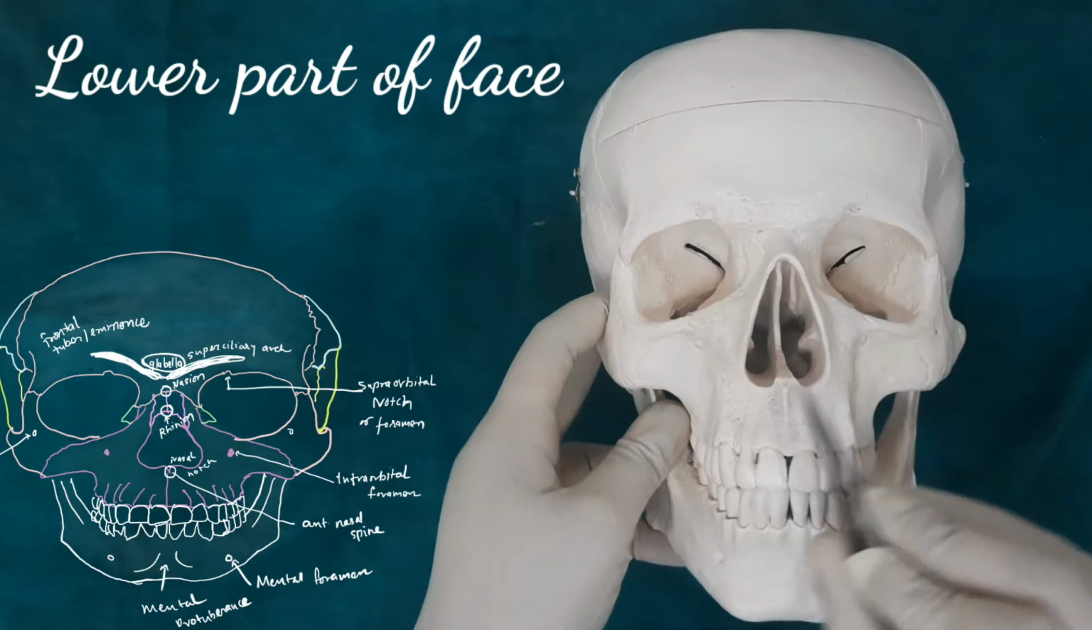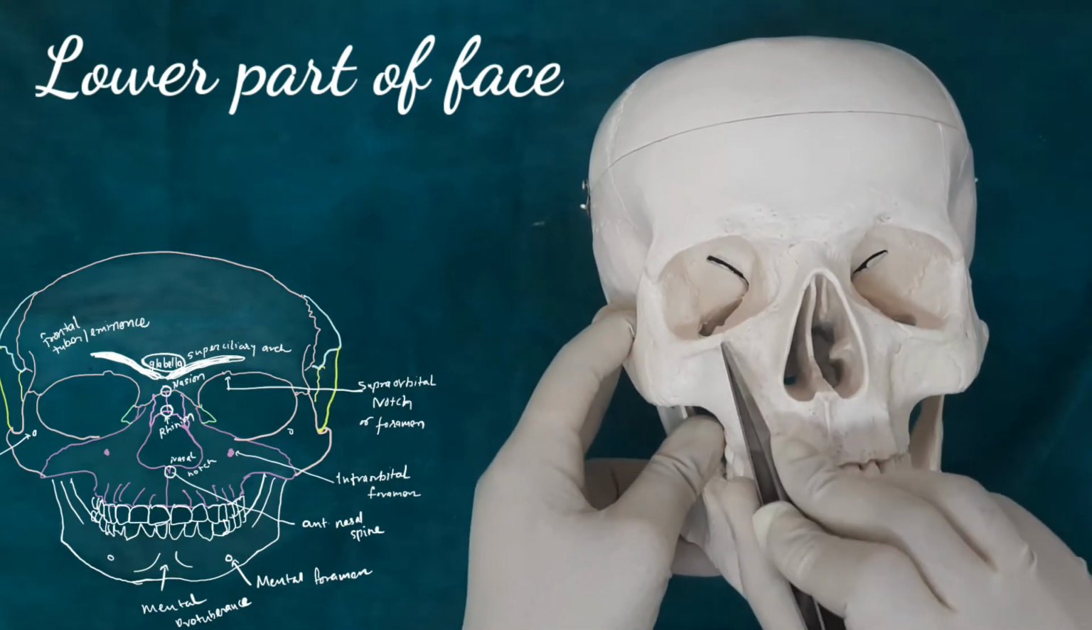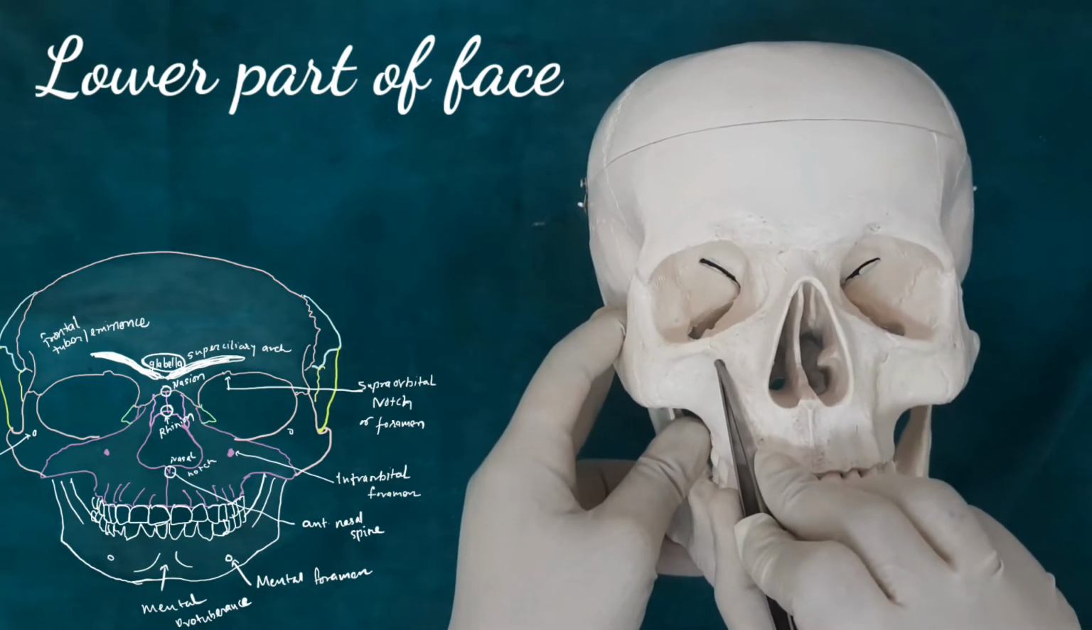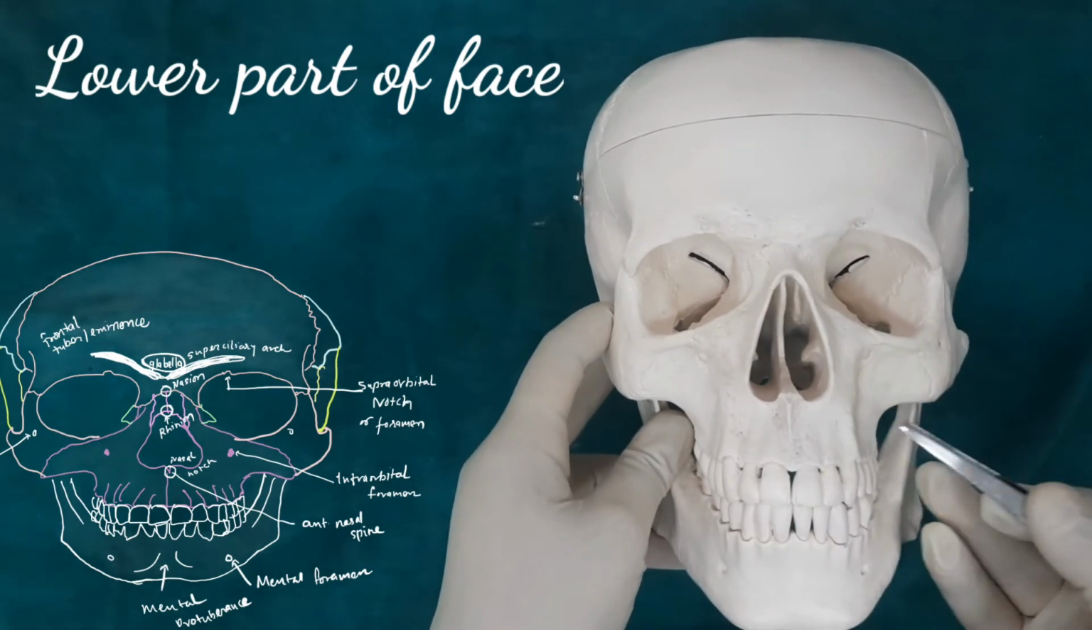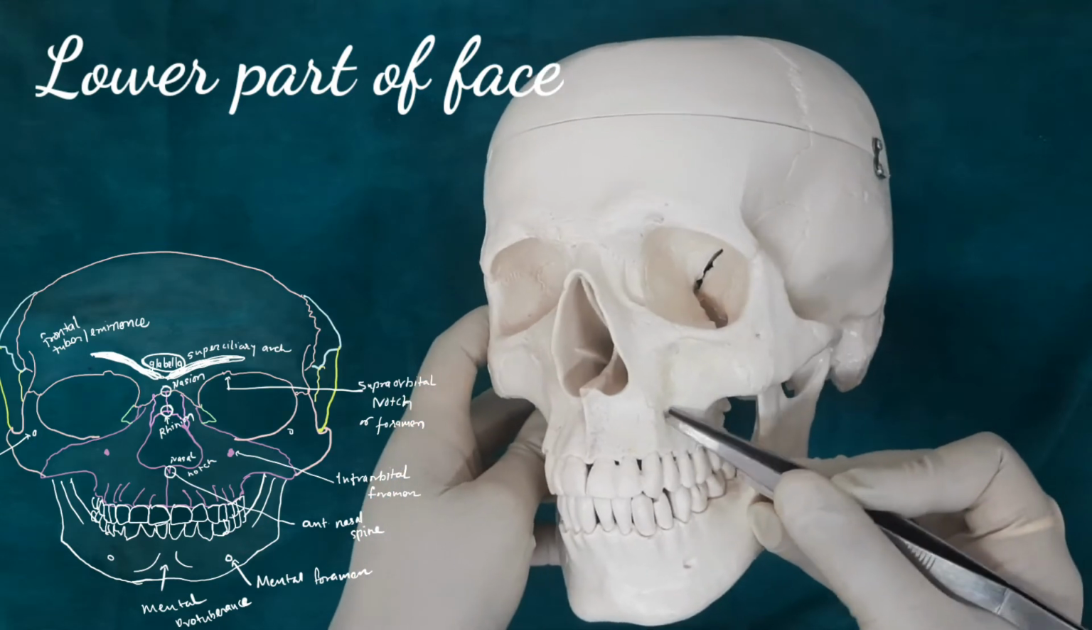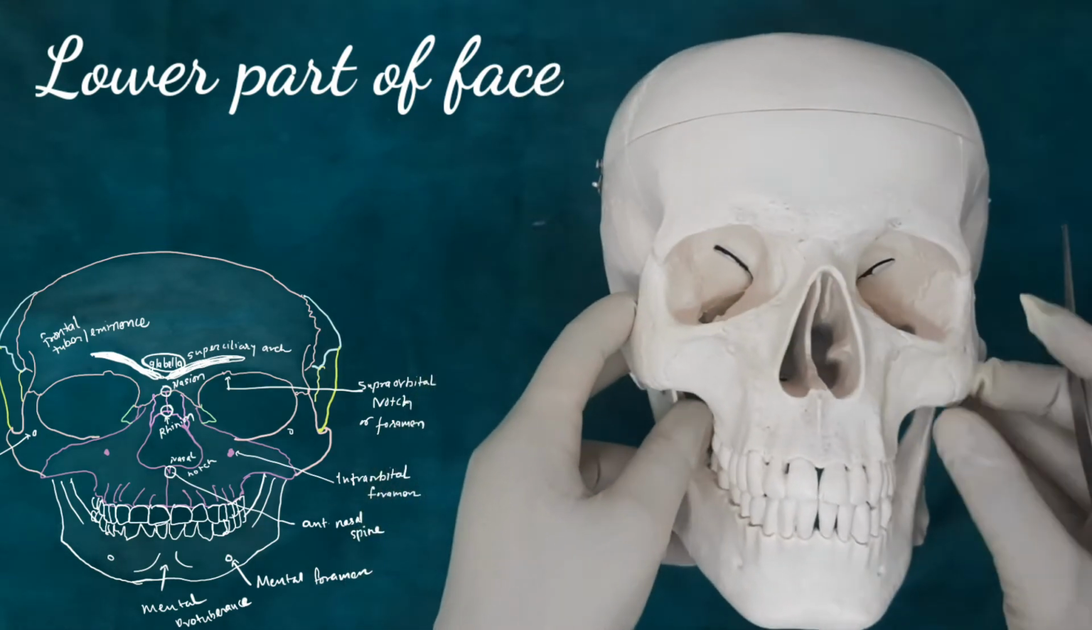Then we can see the infraorbital foramen, which is located around 1 cm below the infraorbital margin. Then we can see the incisive fossa above the incisor teeth and the canine fossa above the canine eminence.